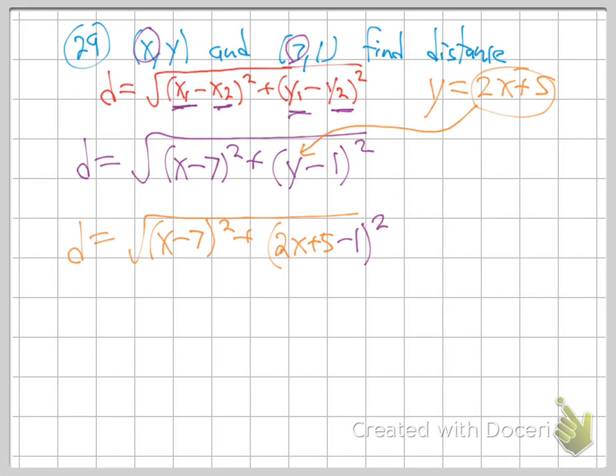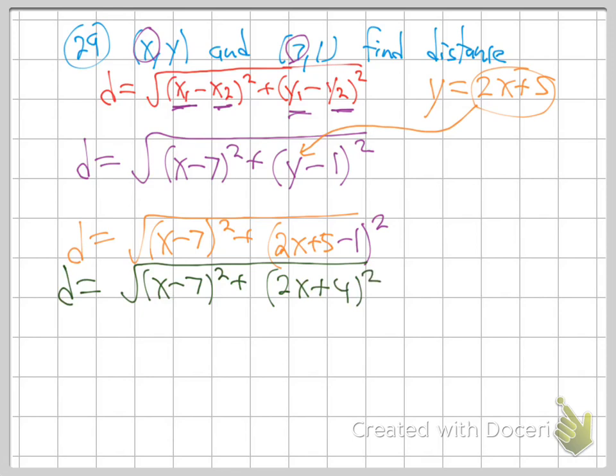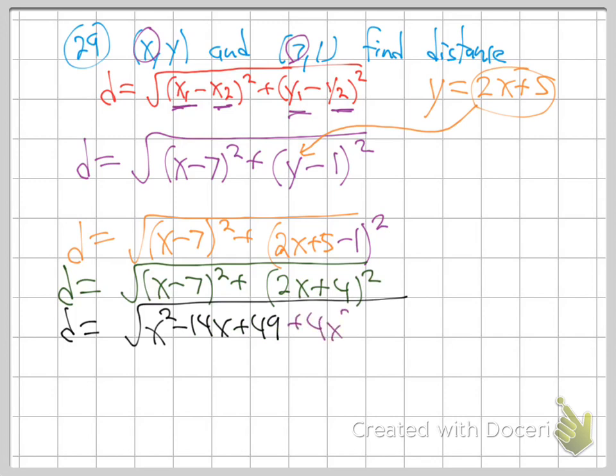And then that'll become x minus 7 squared. This will be 2x plus 4 squared, won't it? 5 minus 1. And now just square both those. Okay, I'll save some time here and just square them out real quick, because I know you can all do this. This will be x squared minus 14x plus 49. The other one is going to be 4x squared. What's it going to be? 8 and 8, 16? 16x plus 16.